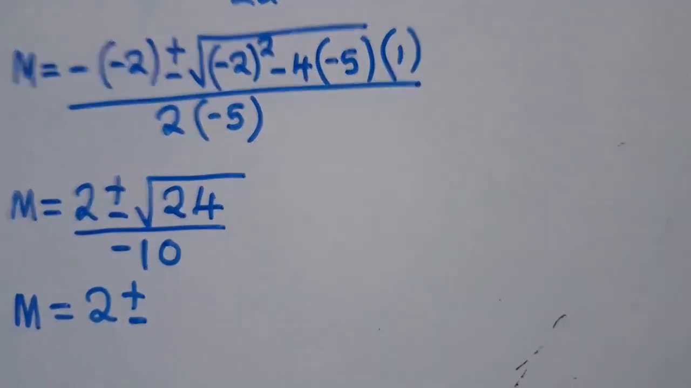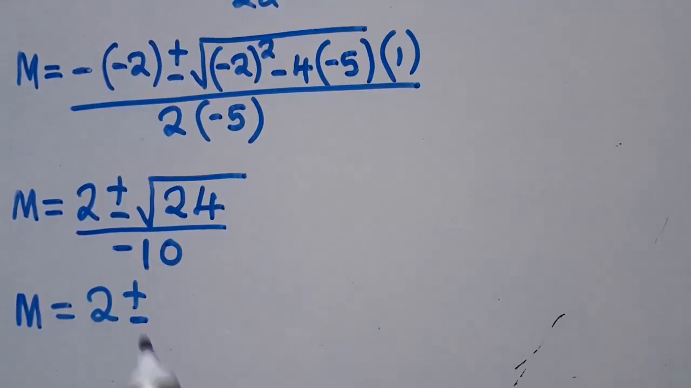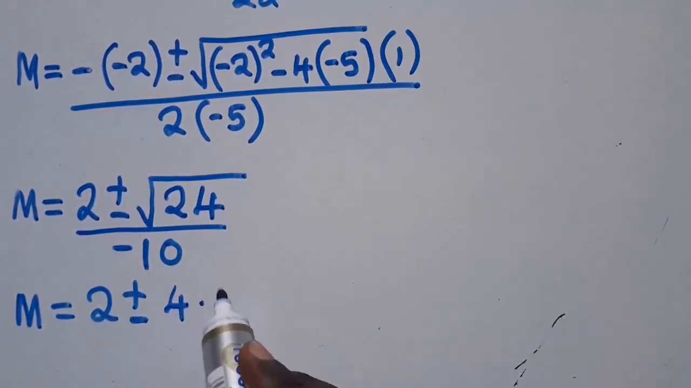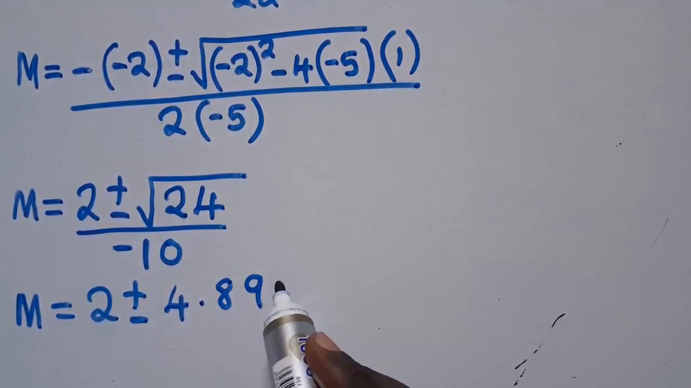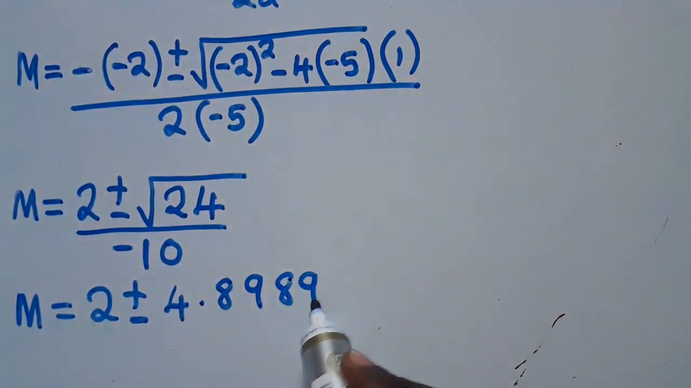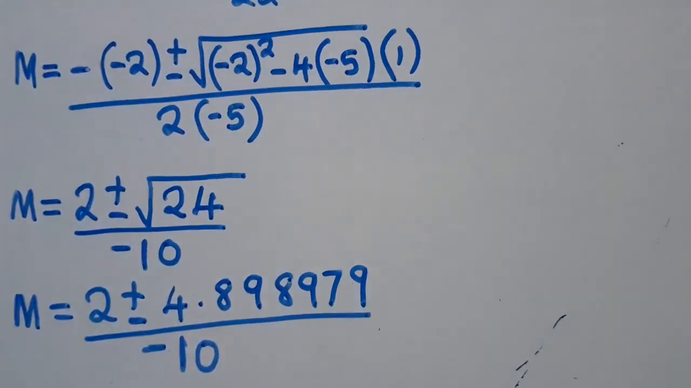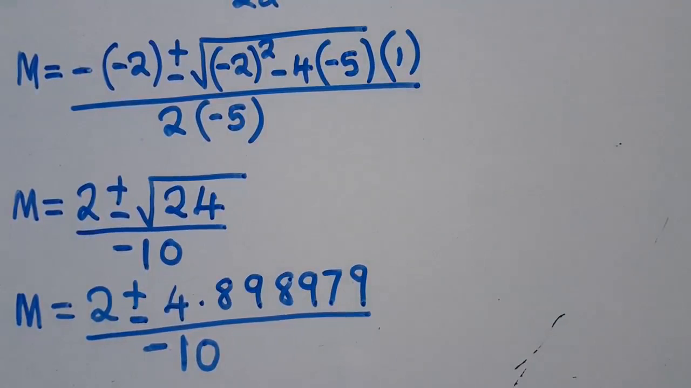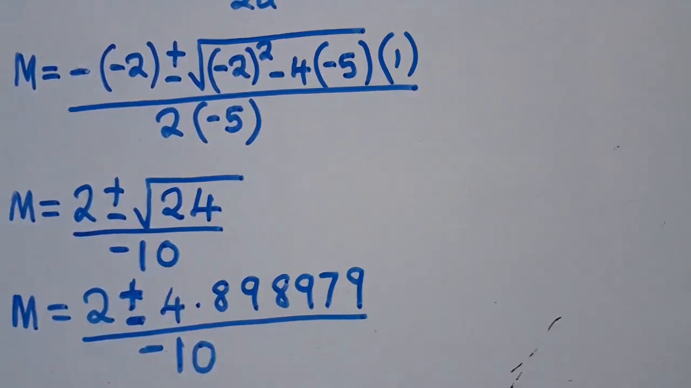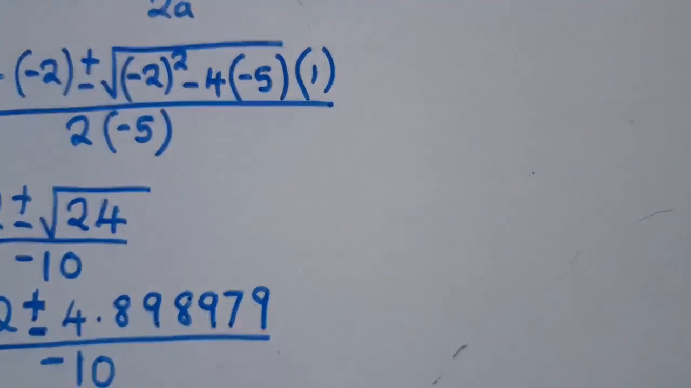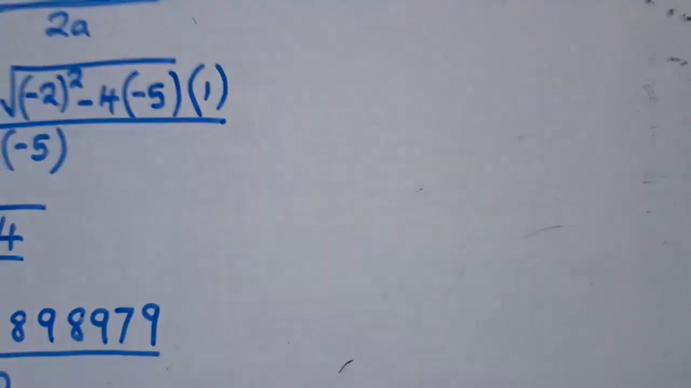What is the square root of 24? Square root of 24 is 4.89897. I'm going to end there. Then I say over negative 10. Like this. After I do this, then I separate because there is plus or minus. So after doing that, I'm going to separate this. This is what I'm going to do.